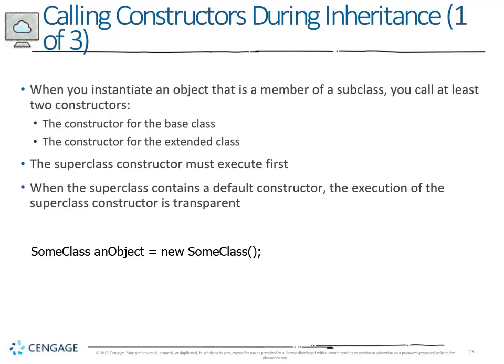When you create any object, as in the statement SomeClass object = new SomeClass(), and you instantiate an object that is a member of a subclass, you actually are calling both the constructor for the base class and the constructor for the extended derived class. When you create any subclass object, the superclass constructor must execute first. Then the subclass constructor executes.